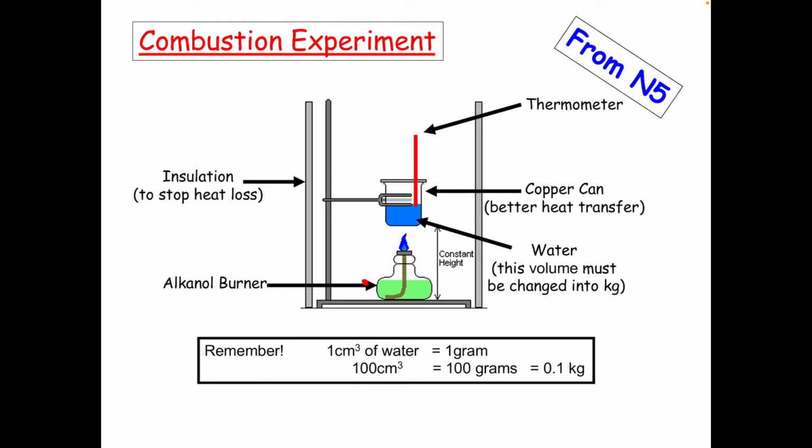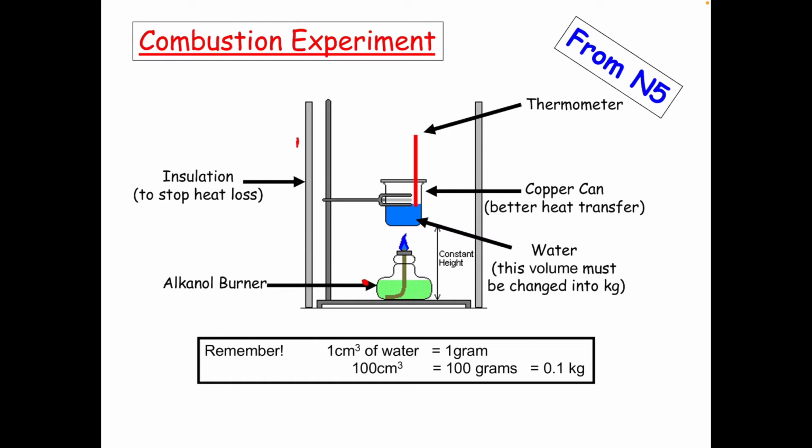As you can see here, this insulation would be done in a special box, and that stops heat loss going into the surroundings, and we're going to be talking about that quite a lot as we go through this topic. Basically that would affect your results because all the heat energy that you're burning is not going into the water, okay? But we'll talk about that more. One thing to note as well is you would use a copper can or a metal can because it's a good conductor of heat, and that would pass the energy into the water so you can get an accurate result.